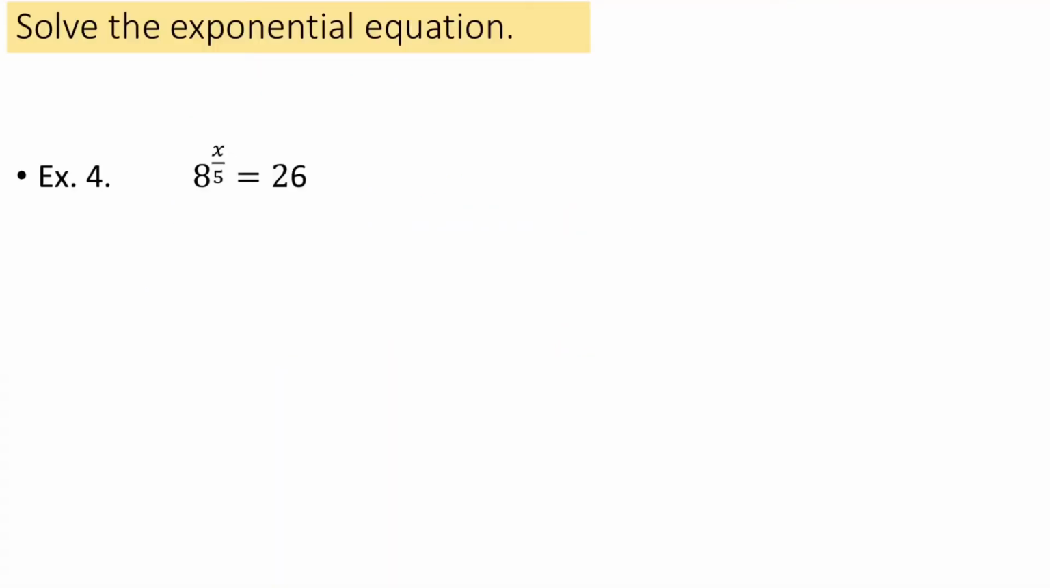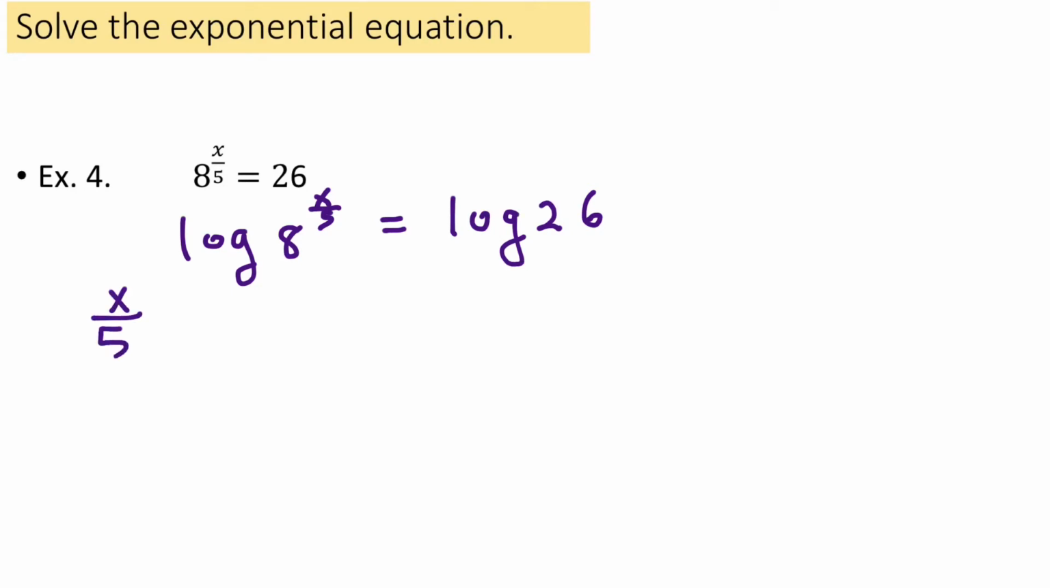So once again, we're going to solve this problem by taking the log of both sides equals the log of 26. And then I'm going to use the power rule for logs and put the exponent in front of the log 8.